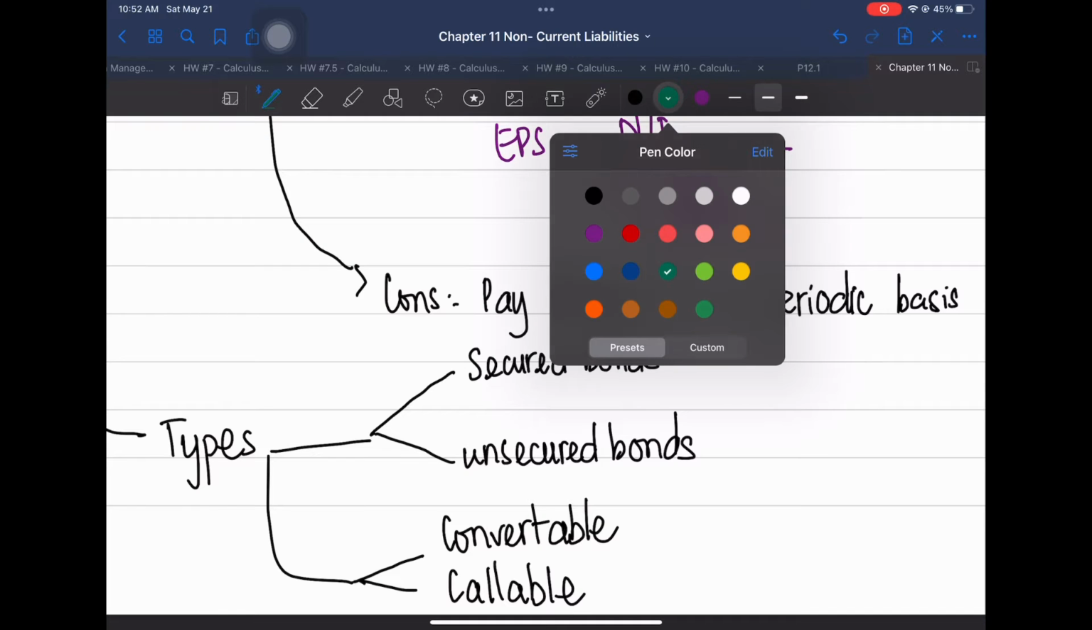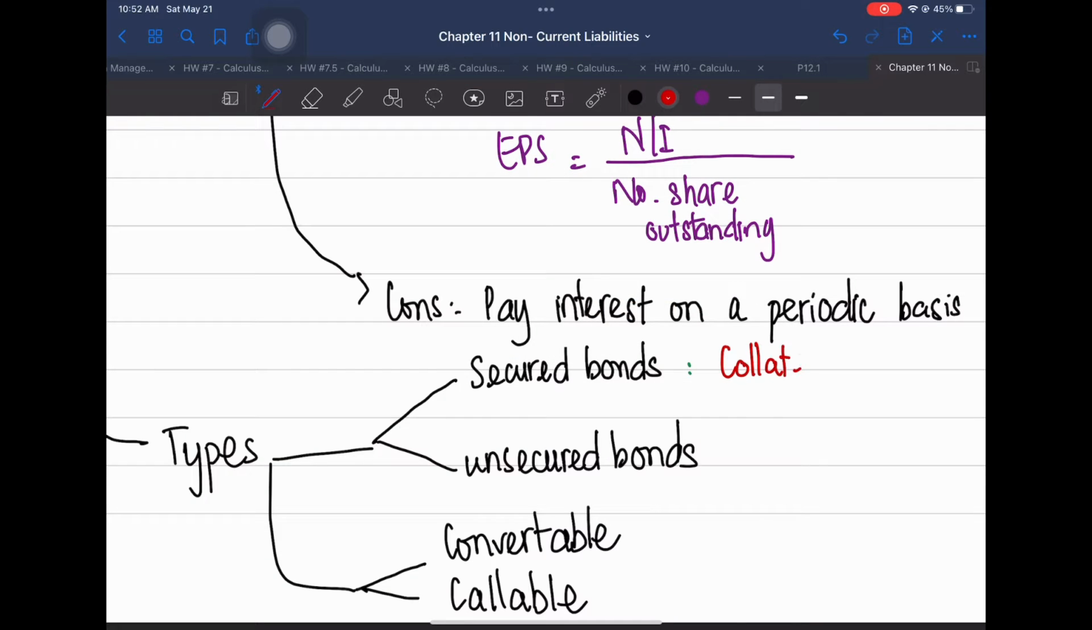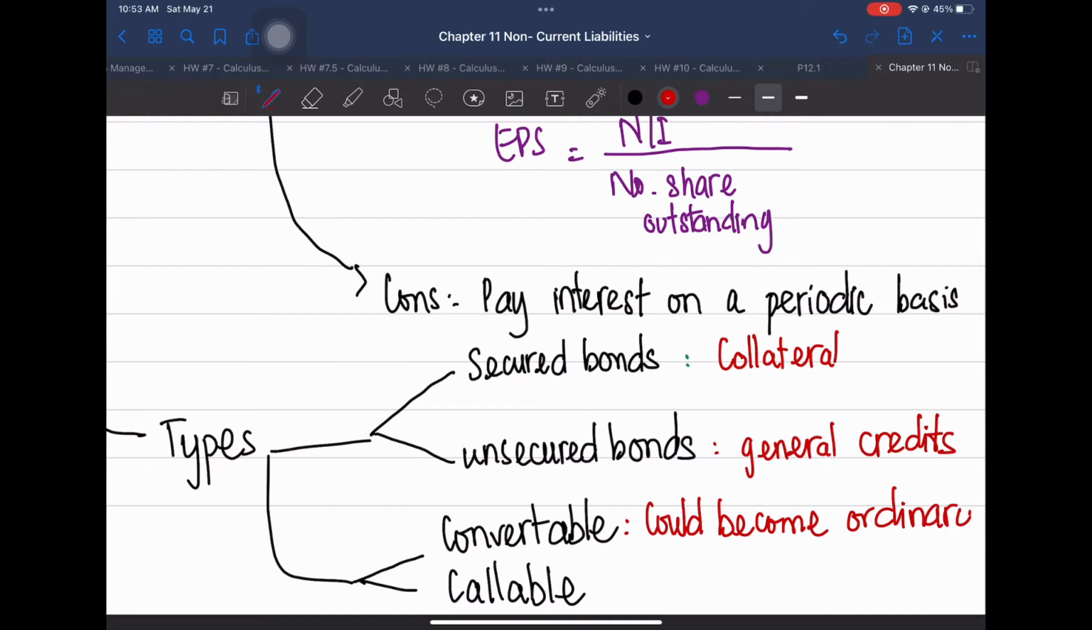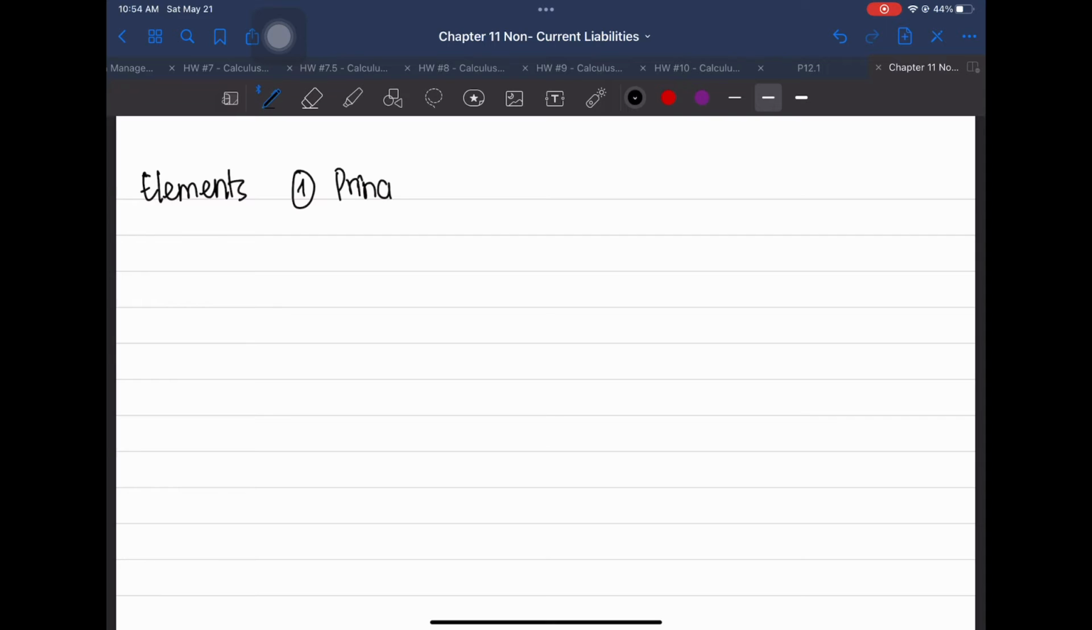And about convertible and callable bonds: convertible, like its name, may be converted into ordinary shares at the bondholder's option. So this conversion feature is generally attractive to the bond buyer. The second is the callable bond. As its name suggests, it may be redeemed, which means bought back by the company at a stated currency amount or call price prior to maturity.